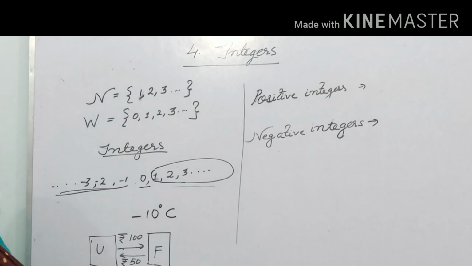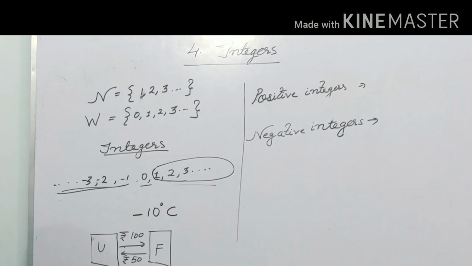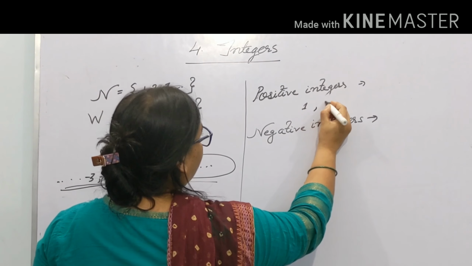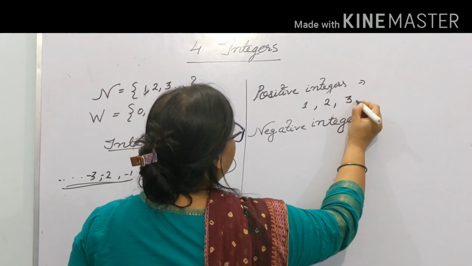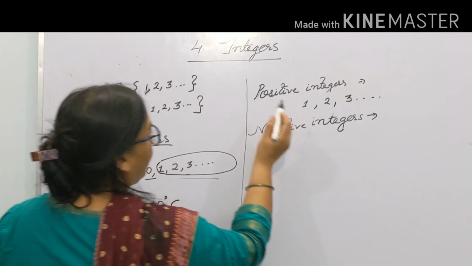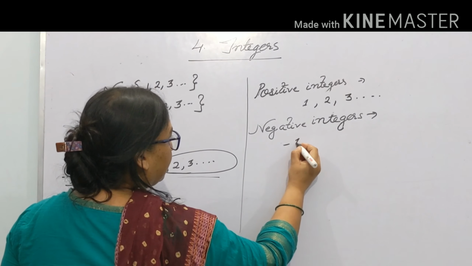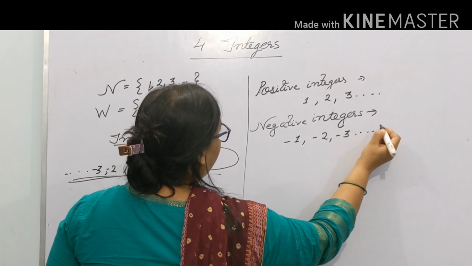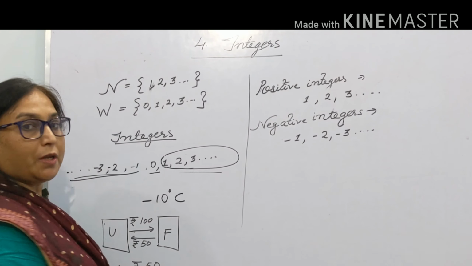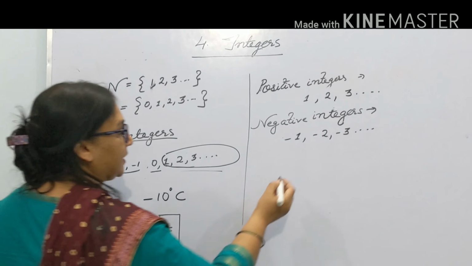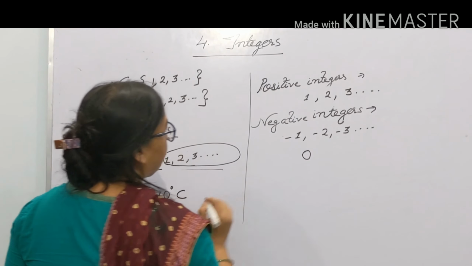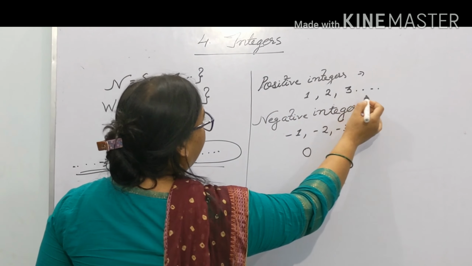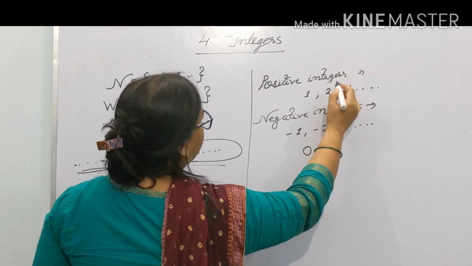Let's move to another interesting concept of integers. Positive integers: 1, 2, 3, and so on are positive integers. Minus 1, minus 2, minus 3, and so on are negative integers. What about 0? 0 is neither positive nor negative. And from here we can say all natural numbers are positive integers.